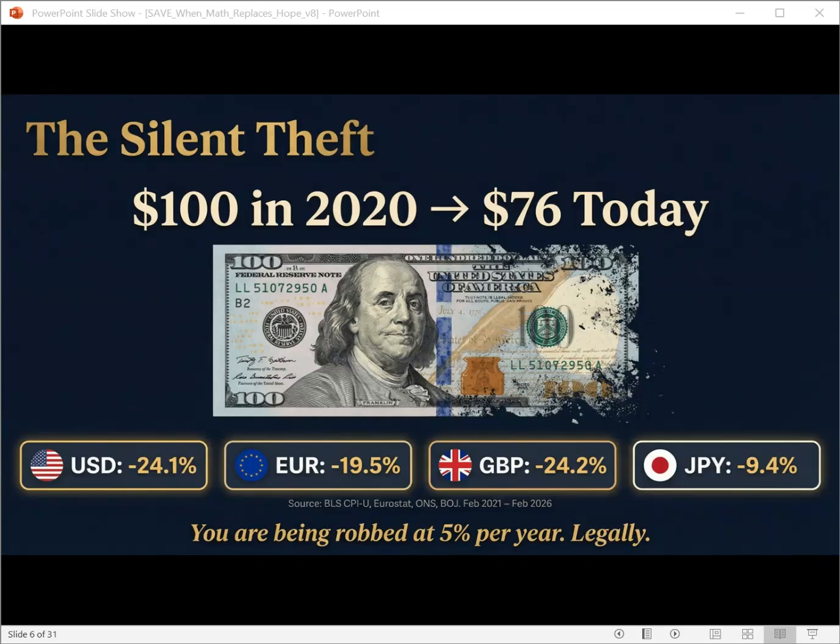These are not projections. These are published numbers from the Bureau of Labor Statistics, Eurostat, the UK Office for National Statistics, and the Japan Statistics Bureau. Every central bank on earth is running the same experiment. Print money, hope nobody notices. The data says everyone should notice. Inflation is not a tax. It is a confession that the currency is failing.